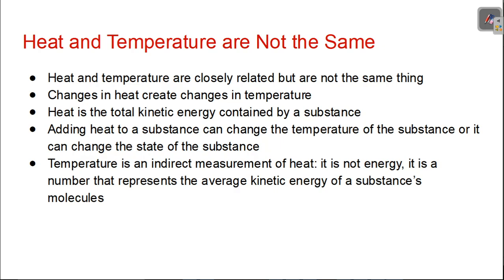But basically that's what you're doing when you're looking at a thermometer. When you're recording the temperature, you're seeing how the substance moved up or went down because the heat was making those atoms and molecules move. Okay. Temperature is an indirect measurement of heat. We said that there was an equation that relates the two of them, but it's not heat. It's a number that represents an average kinetic energy for the substance molecules.